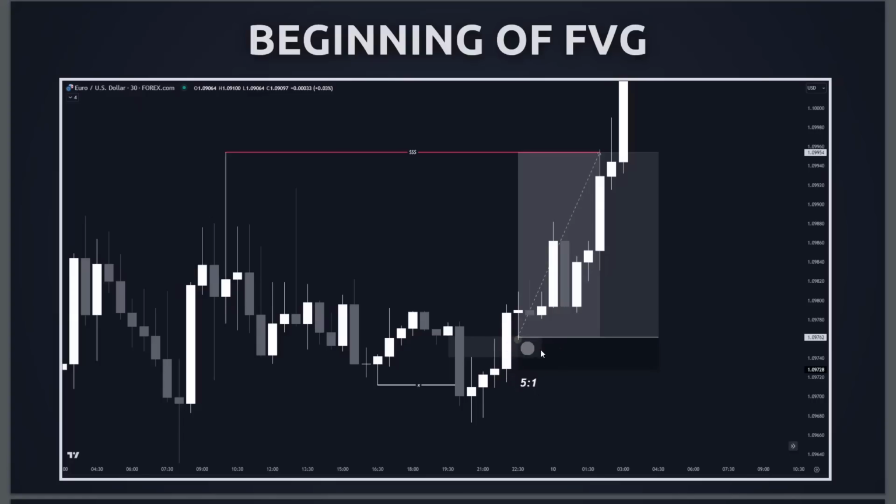However, if you entered from the 50% of the fair value gap and price went there, you would get something like maybe 6.5-to-1. So it's a higher reward to risk. However, you're going to miss some trades.